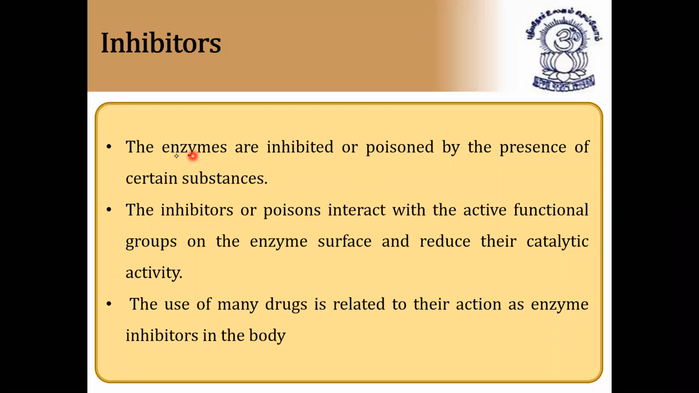So these are the inhibitors. Inhibitors act just like poison by the presence of certain substances. The inhibitors or poisons interact with the active functional groups on the enzyme surface and reduce the catalytic activity, for clots, fever, cough, cold, etc., whatever the disabilities in our body. So the use of many drugs is related to their action as enzyme inhibitors in the body. They will stop the growth.